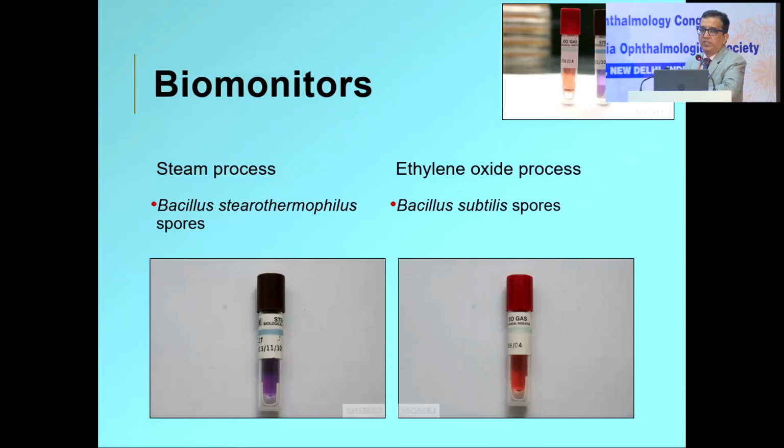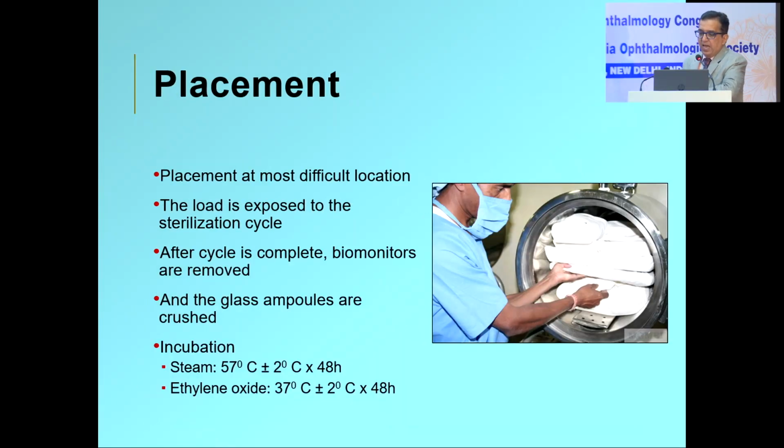Then you have biomonitors. So, you also need to do a biomonitor test, and this doesn't need to be done daily. You do it once a week. If you have EO gas also, the EO gas and the steam autoclaves have different biomonitors. And both these biomonitors are placed at the most central part of the load, where the steam would have the most difficulty in penetration.